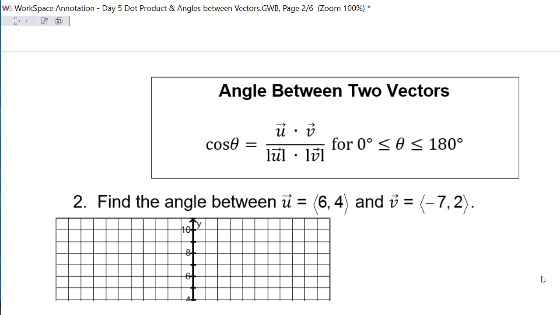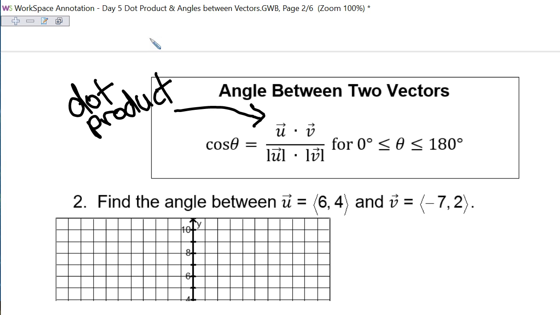Now, if you're asked to find the angle between two vectors, the formula you'll need to also memorize is cosine of theta, and theta is your angle between the two vectors, is equal to, looking at the numerator right here, what is this thing called? Dot product. This is called the dot product. So in the numerator, you have the dot product, and in the denominator, you're going to multiply the two magnitudes of the two vectors. So dot product in the numerator, and product of the magnitudes in the denominator.